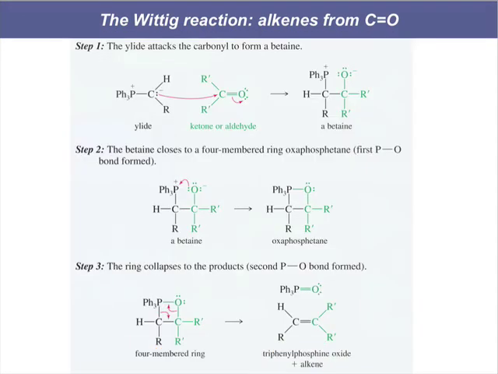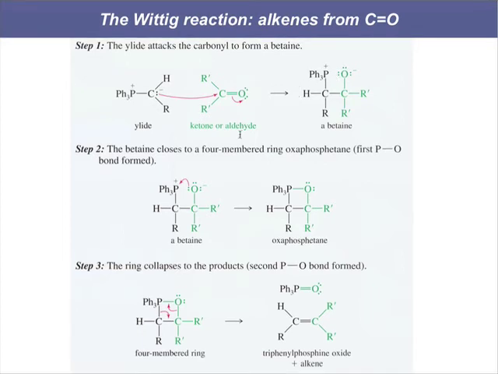We can then use the ylide to attack the ketone or aldehyde. That C minus, carbon with negative character, will add to the carbonyl, displace the electrons onto the oxygen. We get this intermediate called a betaine. That's not a particularly important intermediate, except that it does put the O minus and the P plus in relatively close proximity to one another.